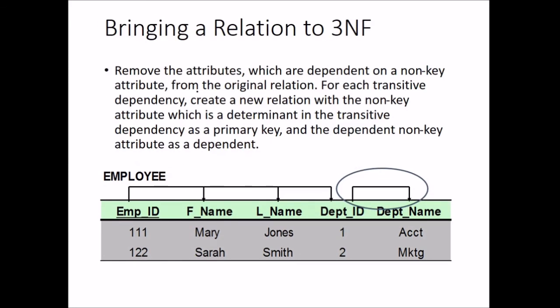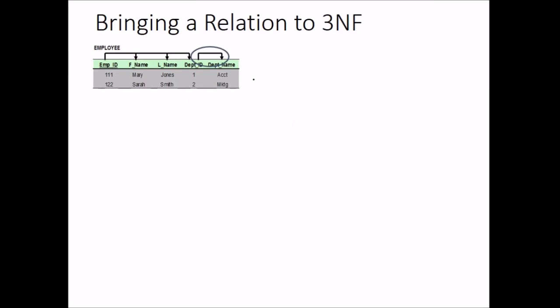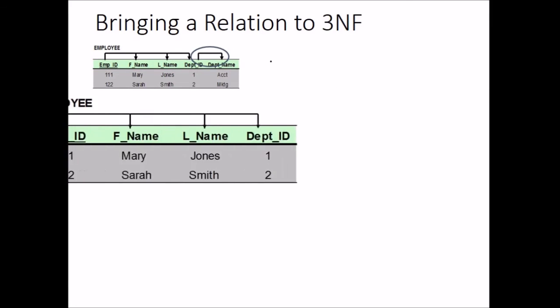So what we are going to do? We remove those attributes which are dependent on a non-key attribute from the original relationship, and for each transitive dependency, we create a new relation with the non-key attribute which is a determinant in the transitive dependency as a primary key, and the dependent non-key attribute as a dependent. Okay, let us see how to make it. If you are confused, let us show it by the diagram.